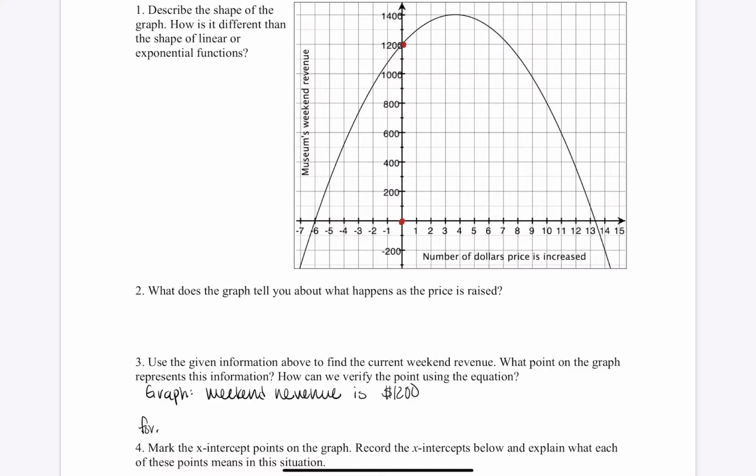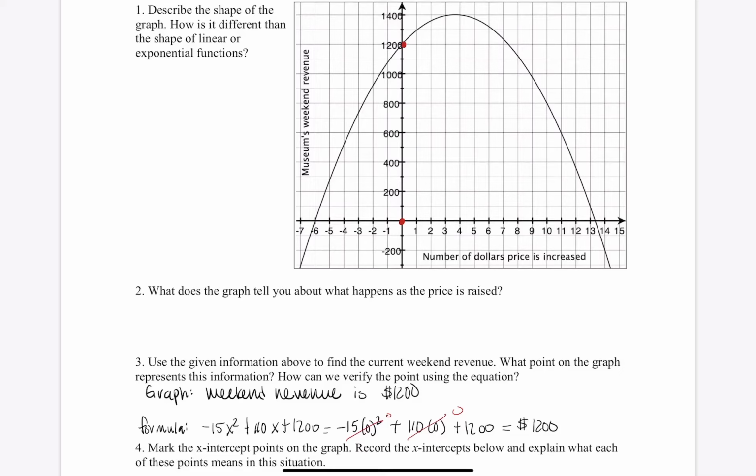So let's use the formula for the model. And that formula is negative 15x squared plus 110x plus 1,200. And remember, what is x in this case? x is 0. So we have negative 15 times 0 squared plus 110 times 0 plus 1,200. And you'll notice that this is 0, this is 0. So we end up with just 1,200. So we verified the current revenue using both the graph and the algebraic model.